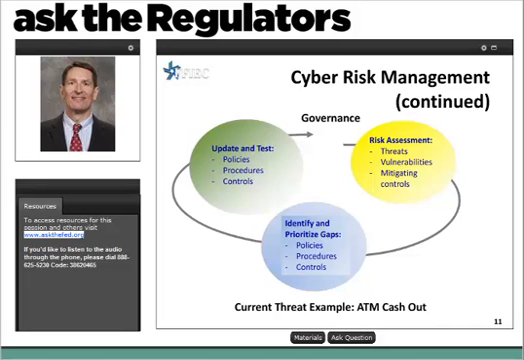These assessments should include threats, vulnerabilities, and the mitigating controls, focusing on the most likely and potentially impactful risks to your institution. Depending on the level of risk, there should be a clear process for escalating events to senior management and the board. With the assessment in hand, senior management should be able to identify and prioritize gaps in policies, procedures, and controls, and ensure they are updated based on the gap identification.